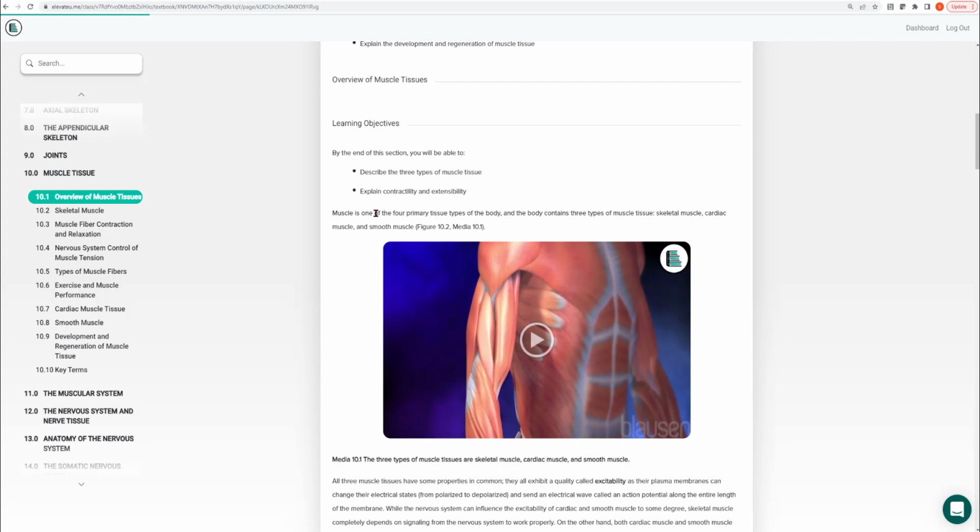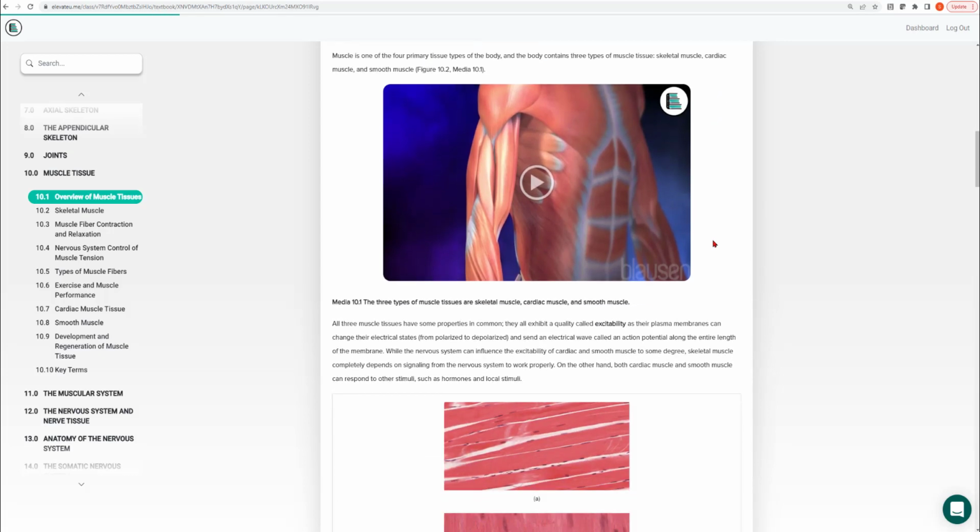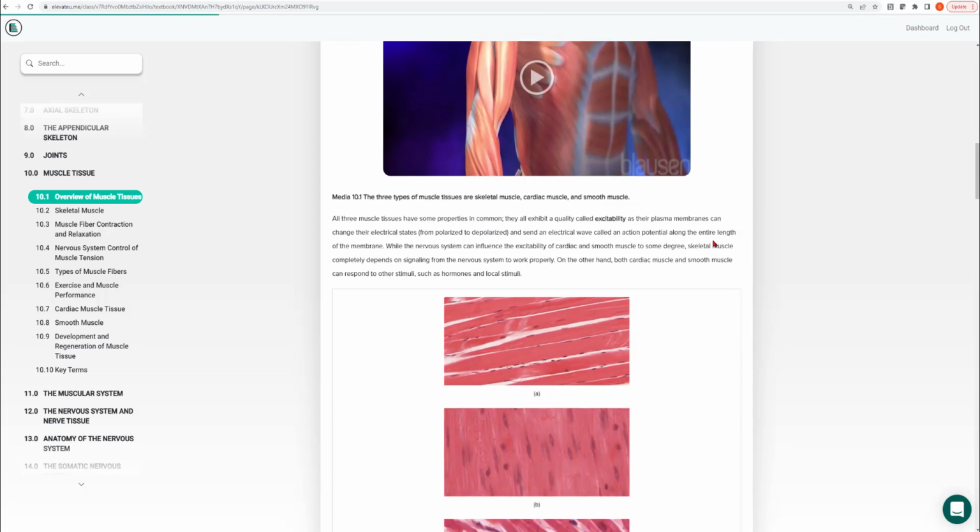So you know that muscle is one of four primary tissue types. You know the other three. You know that there's also epithelial, connective, and nervous tissue. And you know that muscle comes in three flavors. You've got skeletal muscle, cardiac muscle, and smooth muscle. You should know where those different types of muscle are found in the body, and you should recognize them under the microscope as well.